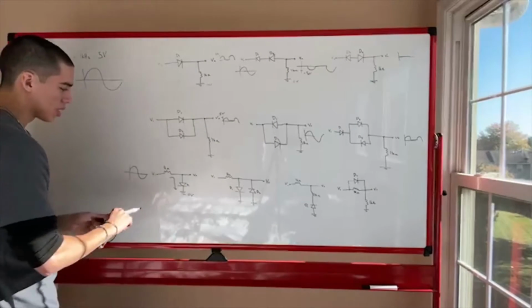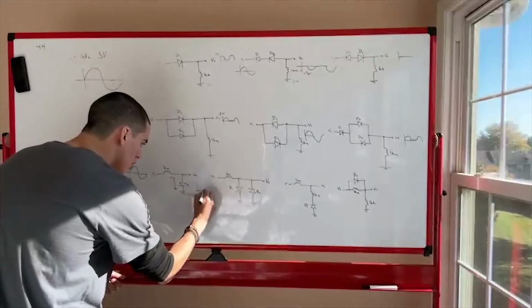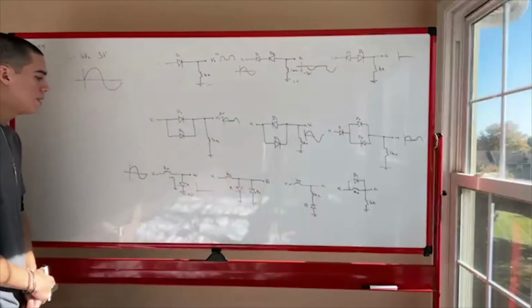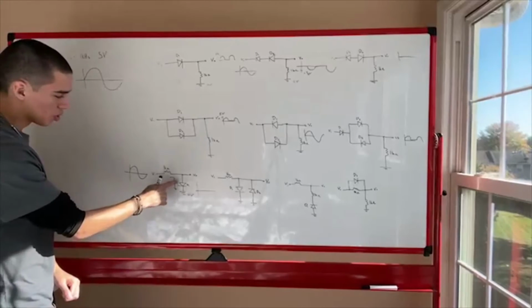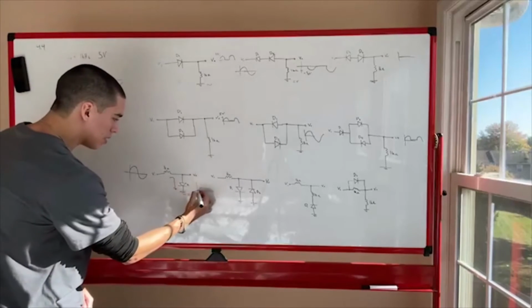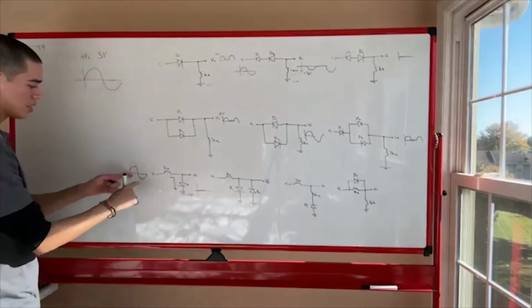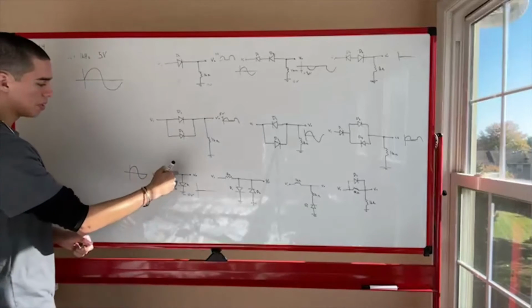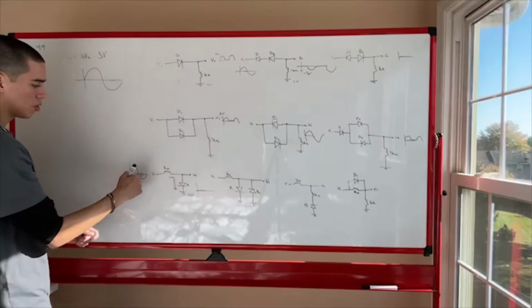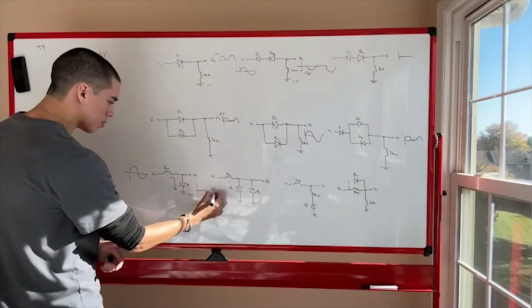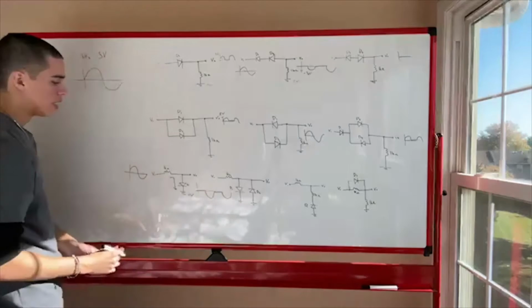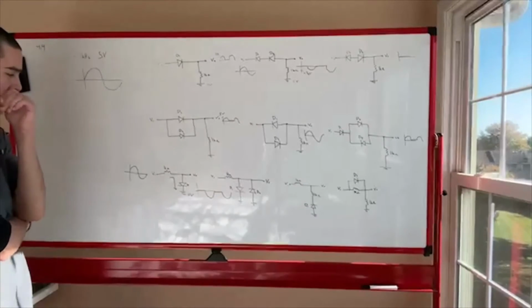Okay, so let's go piece by piece, right? During the positive part, this is going to be a short circuit, so this is going to be ground. And then during the negative part, this is going to be an open circuit, so this is all going to be connected, and this would be like that.